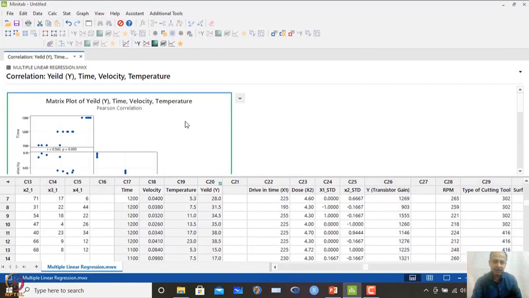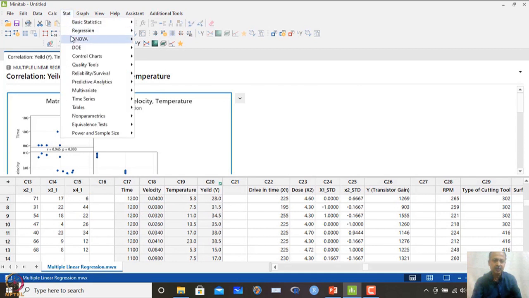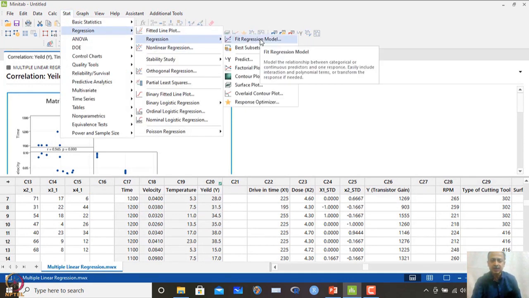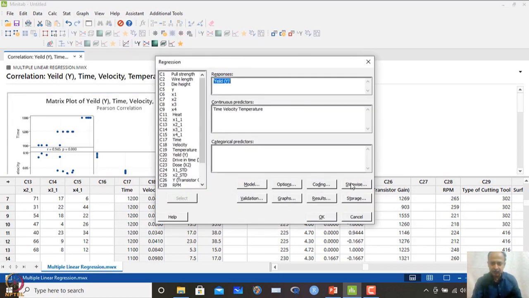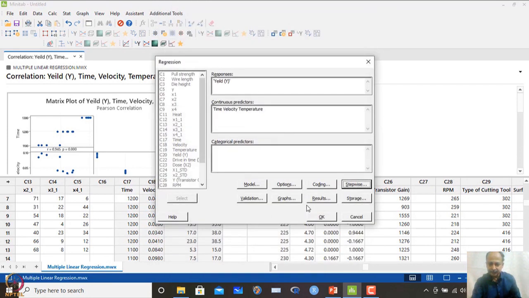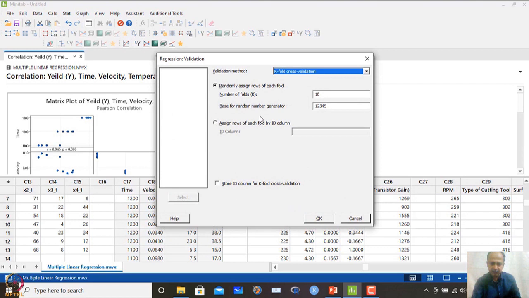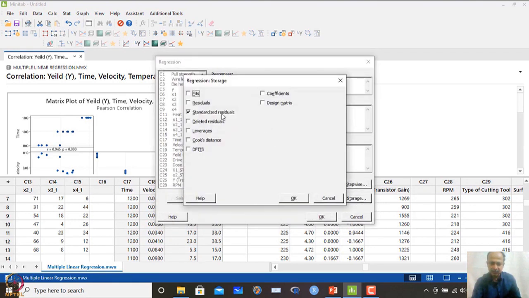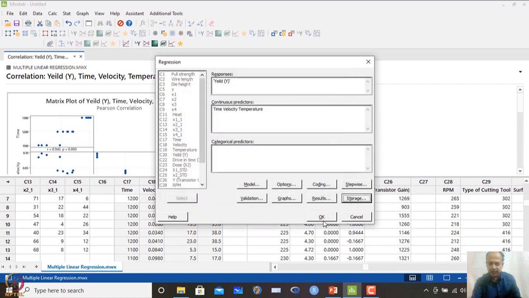So what we can do is go to stepwise regression. I will use stepwise regression over here. In fit regression model, the only thing I have to do is introduce stepwise regression and click OK, and then validation we can paste as usual. Also in storage, we can save the standardized residual, and I click OK, and let us see which variables will go in the model and which will go out of the model.